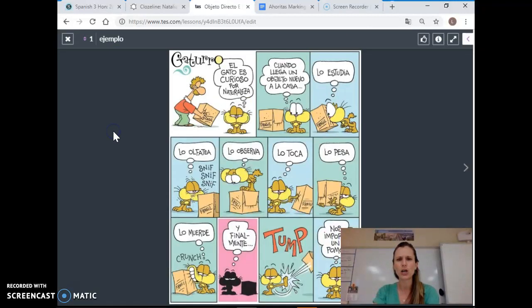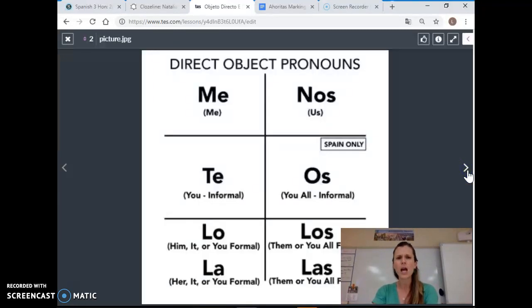So I'm going to start with this cartoon from Gaturro, and if you noticed, it had the lo in there a million times. So lo estudia, I study it. Lo olfatea, I sniff it. Lo observa, I observe it. Lo toca, I touch it. So the lo was the direct object pronoun that you saw over and over again.